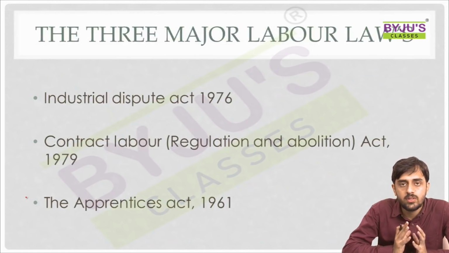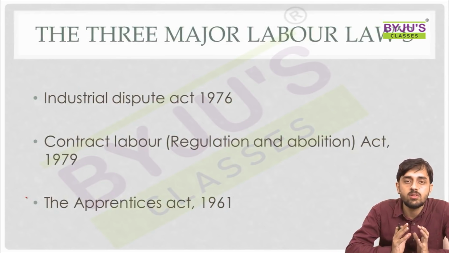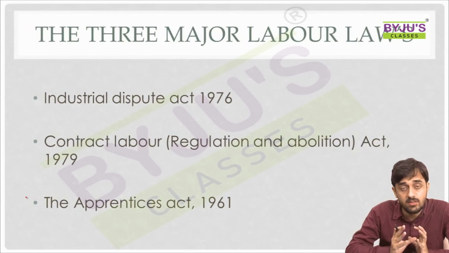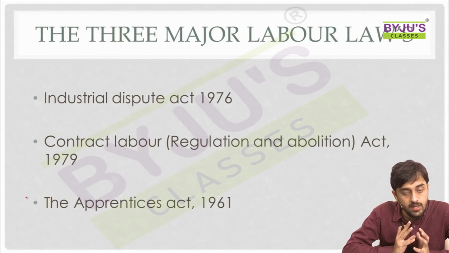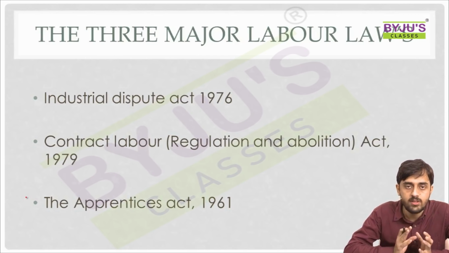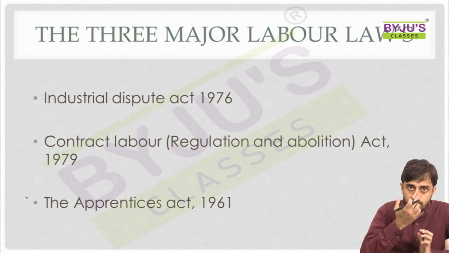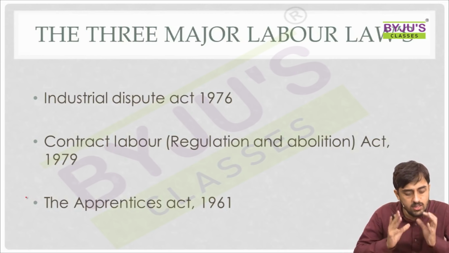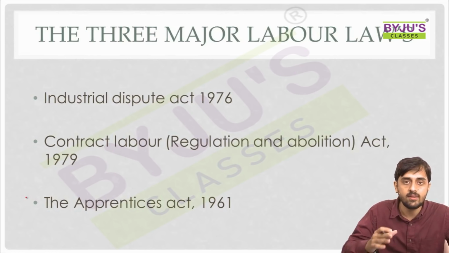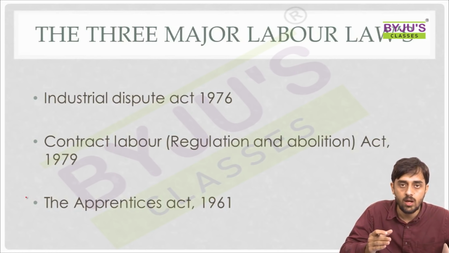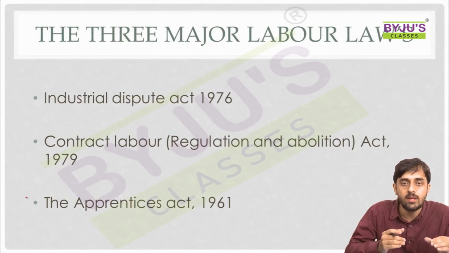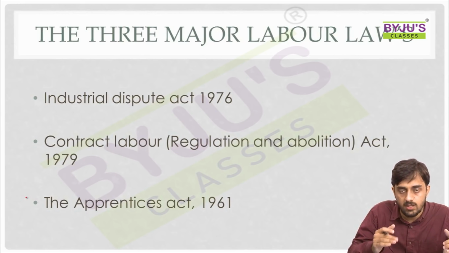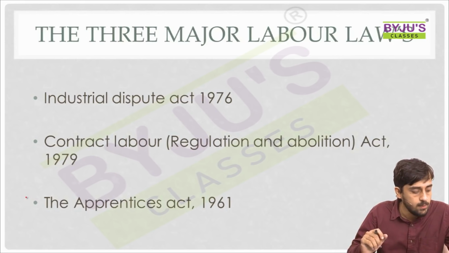So the three major laws which need to be amended are, firstly, the Industrial Dispute Act of 1976. The second major labor law which needs to be amended is the Contract Labor Regulation and Abolition Act of 1979. And the third important labor law which needs to be amended and modified is the Apprentices Act 1961. So these three major laws need to be modified, and this is the way forward if at all we need to reform the labor laws in the country to bring them in harmony with the Skill India mission and bring them in harmony with the Make in India policy.